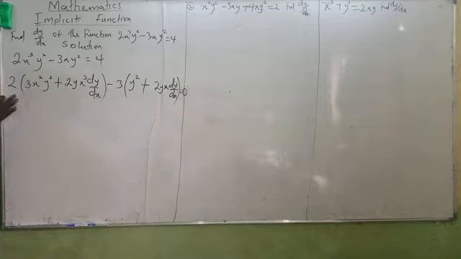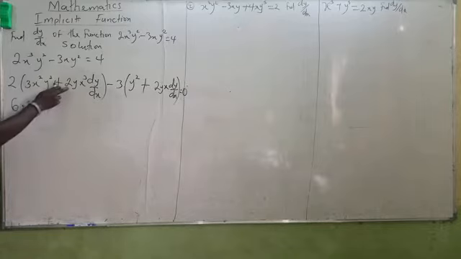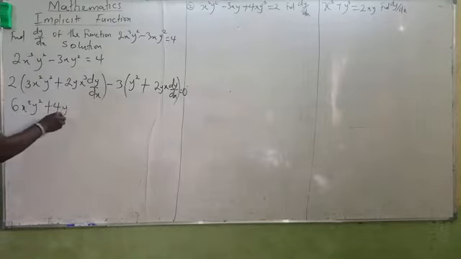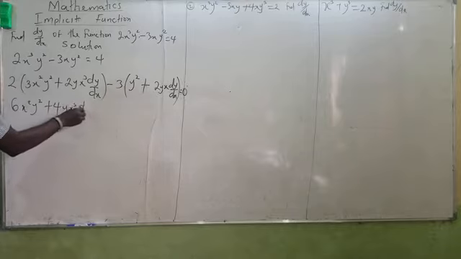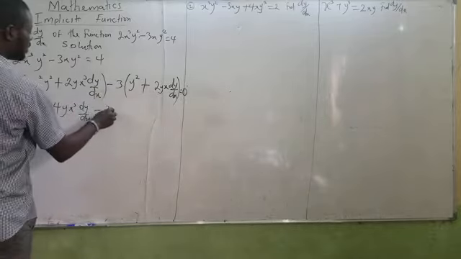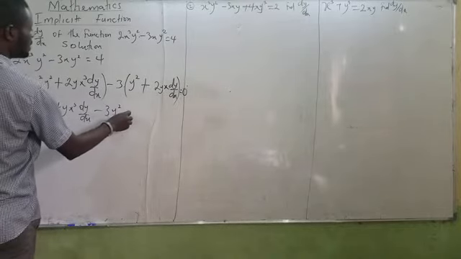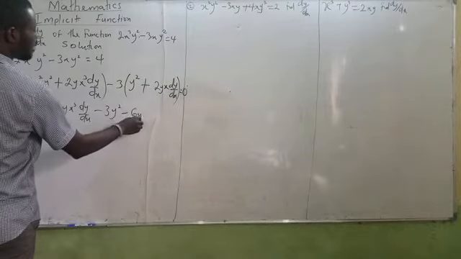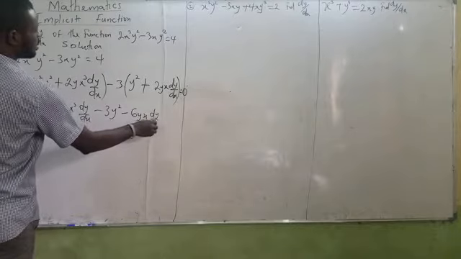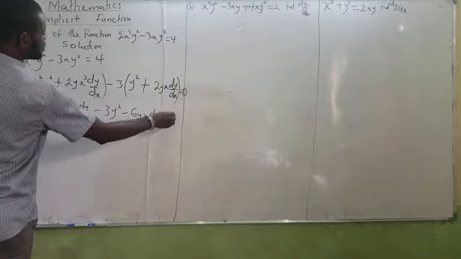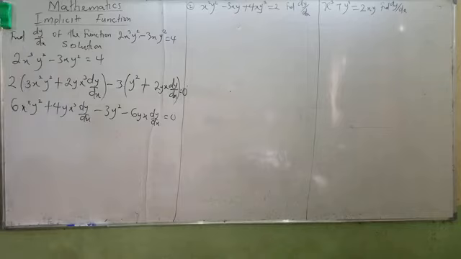If I want to do it, I will now open my bracket, which I'll be having 6x squared y squared plus this multiplied by this, I'll be having 4yx cubed dy dx minus this will be 3y squared and minus 6yx dy dx equals to 0. Now, I think I've successfully opened my brackets. Now, the next thing is I want to collect like terms.